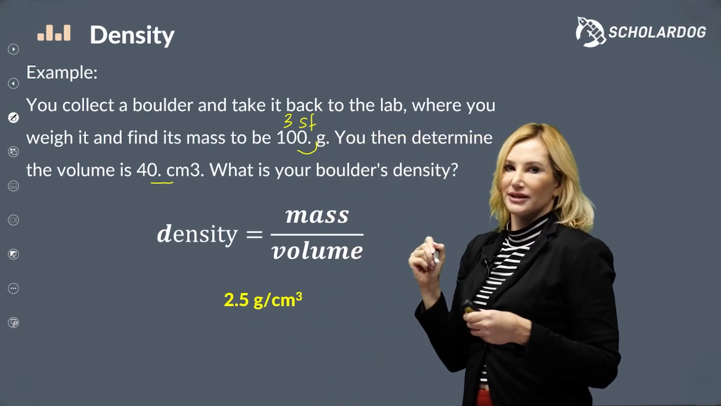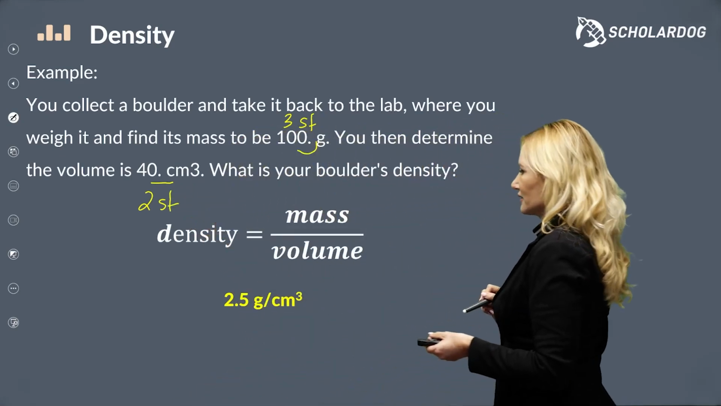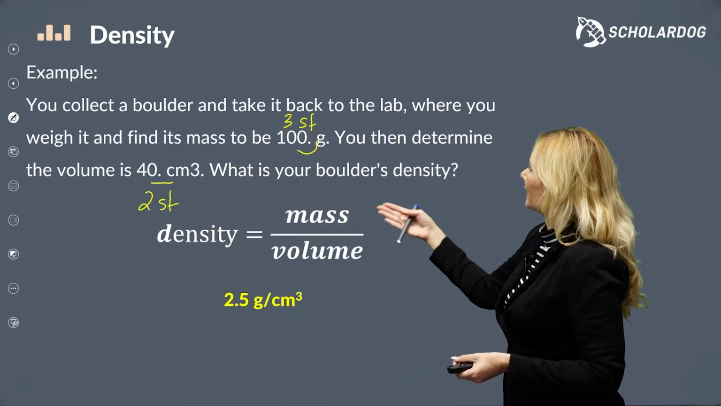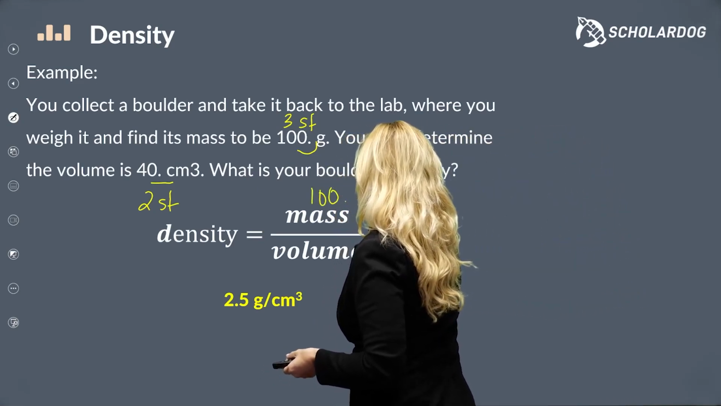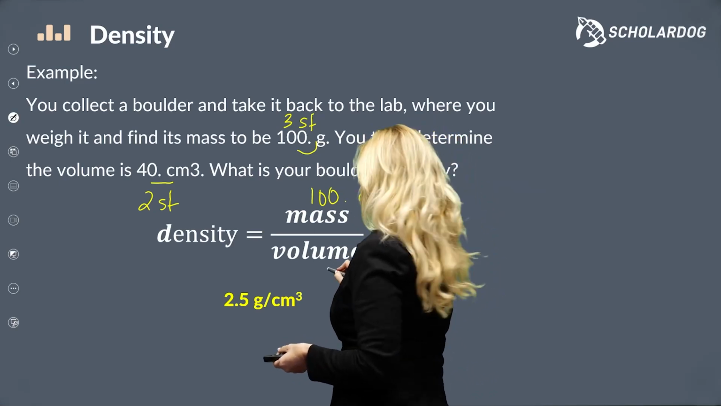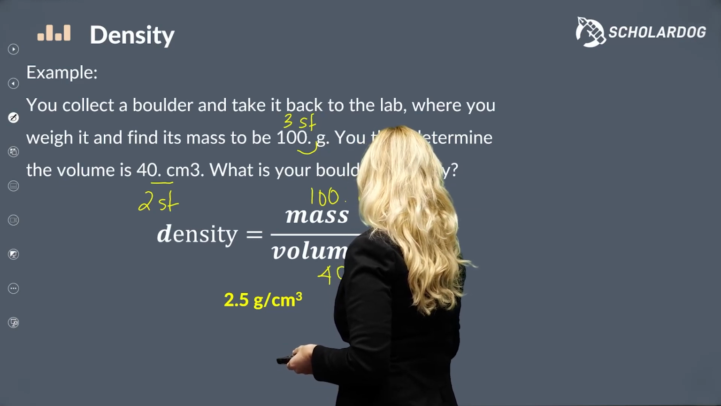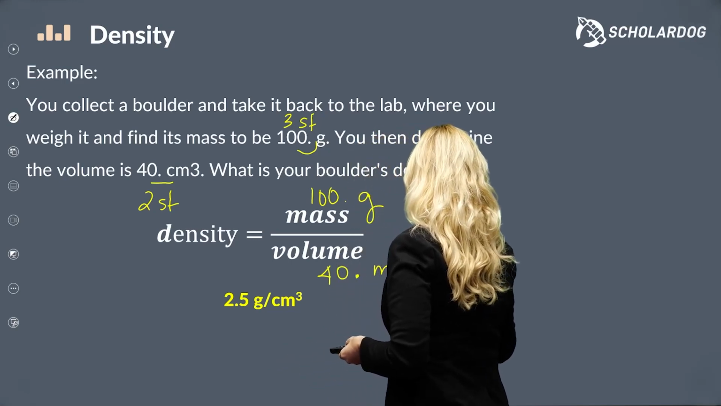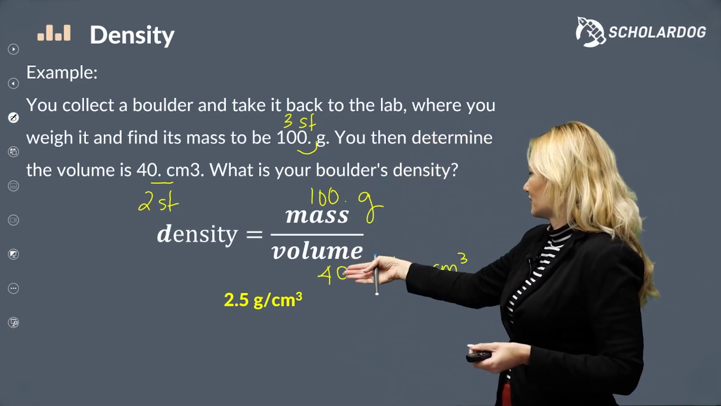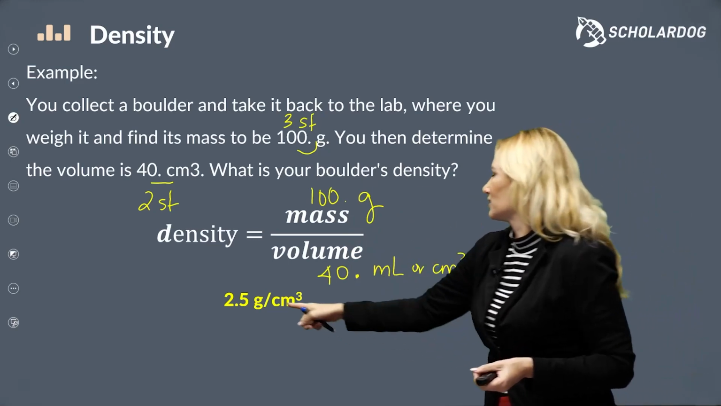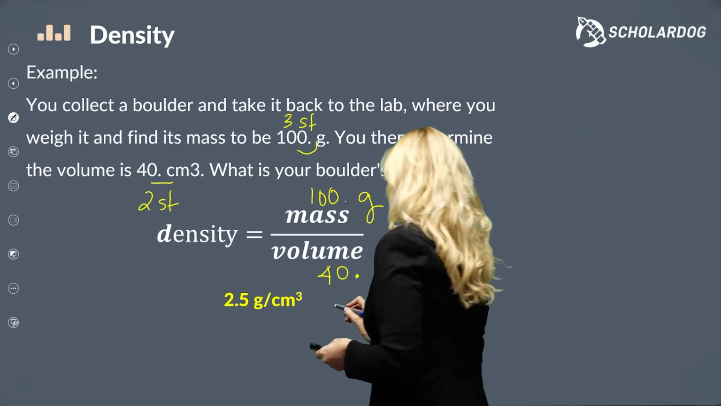Where SF is sig figs. We have our mass. We have our volume. And we could call it a milliliter or a cubic centimeter. I'm going to drive home, those are interchangeable. When we divide this out, 100 divided by 40 to 2 sig figs, we get 2.5 grams per cubic centimeter. Remember, this is just a conversion if we want to use it.